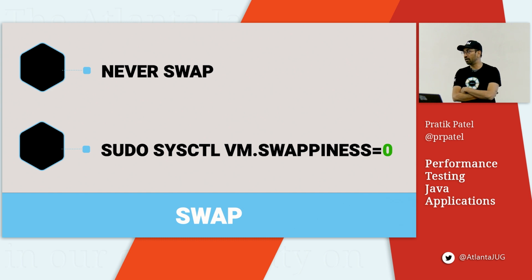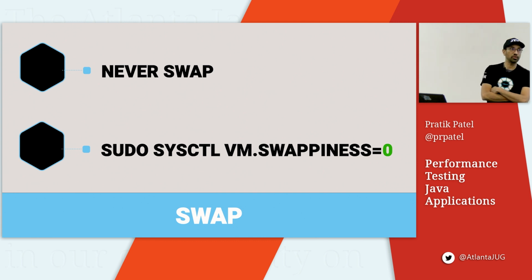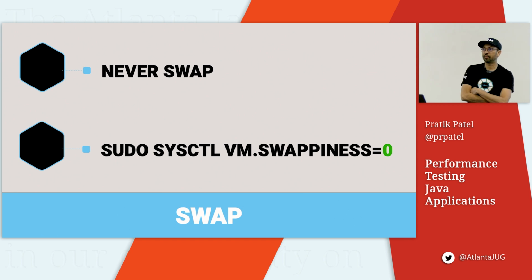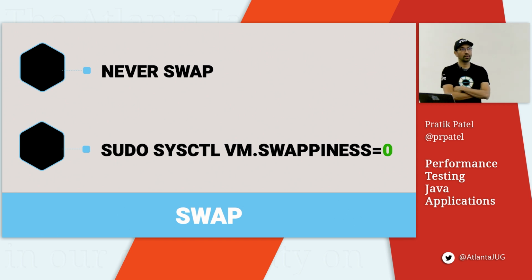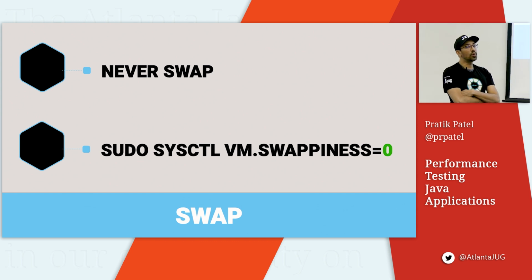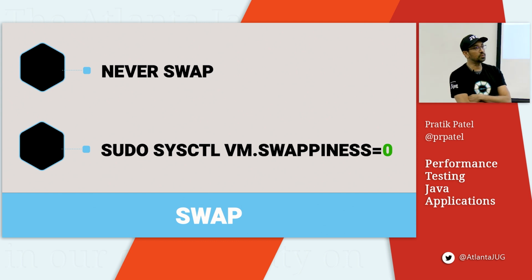You should never, ever, ever swap. You turn that off, right? How you turn it off is on that second line right there. Okay. Now, let me ask a question. Why should you never swap? The whole paging system gets screwed up. Right. You're introducing an artificial performance bottleneck.